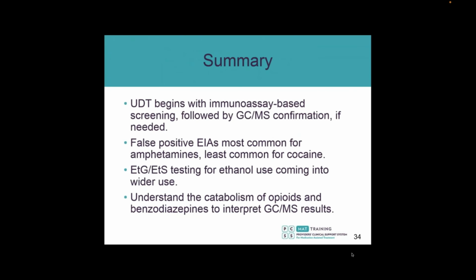So, summary of our second part. Urine drug testing begins with an immunoassay-based screening. Always remember that to confirm the result, you need GC-MS confirmation. False positives are most common for amphetamines, least common for cocaine. ETG and ETS testing for alcohol is coming into wider use, and I think it has helped us. And then understanding the catabolism of especially the opioids and the benzodiazepines helps us to accurately interpret GC-MS results, the confirmatory step.